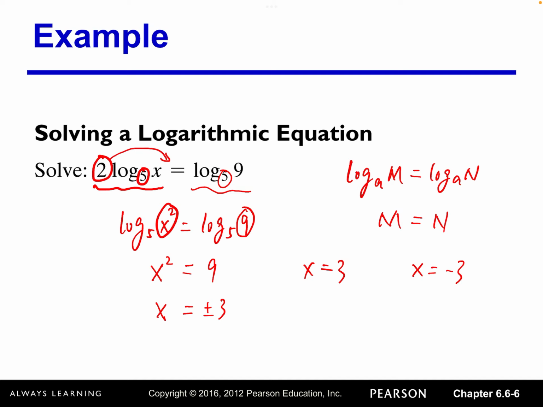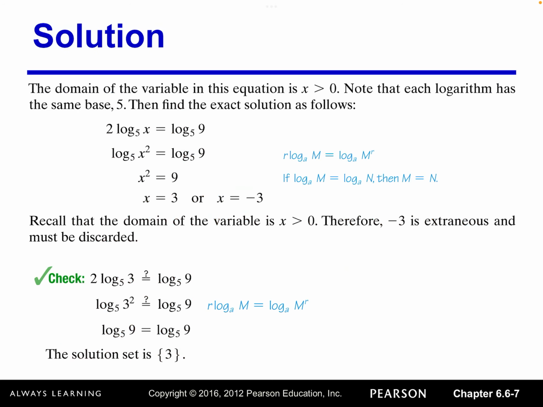Then we just have to check, will that match the domain of the log function? We have 2 times log base 5 of x. Here we require x must be greater than 0, a positive number. That's why x equals negative 3, this solution, must be discarded. So the only solution is x equals 3 for this log equation. This is the detailed solution, and then do the check. That's why x equals positive 3 is the only solution for this equation.